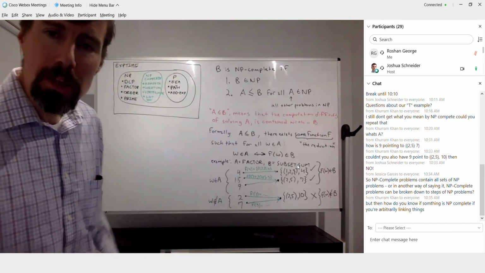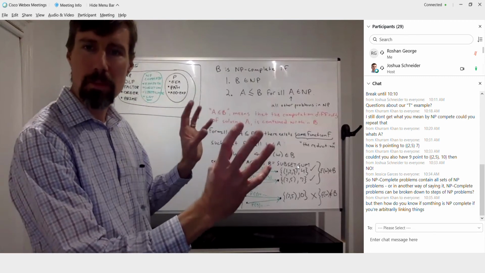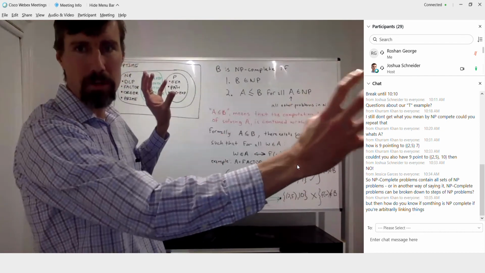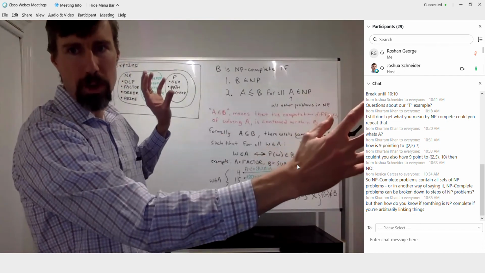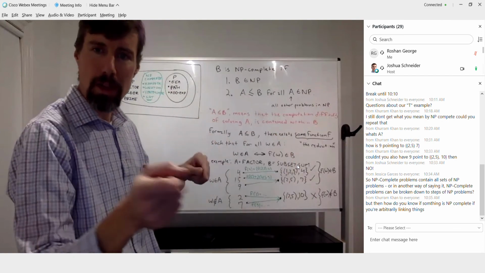So I'll show you what I mean. The reason why it's hard to see it here is because factor and subset sum are really far apart in terms of what you do in one problem to solve versus what you do in the other problem. So we have to start with two languages that are close together, and that's what we'll do next.